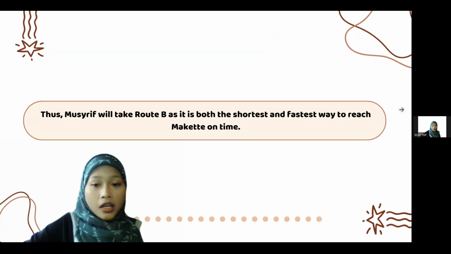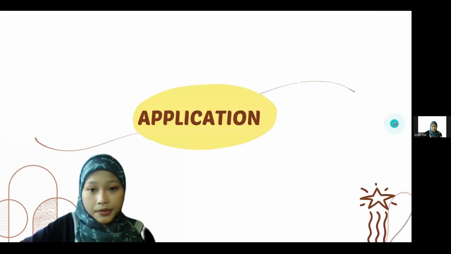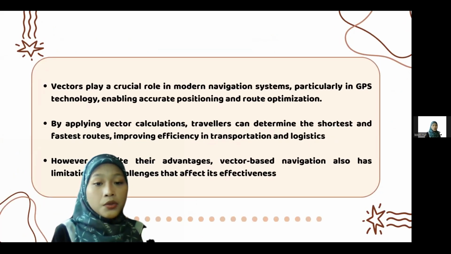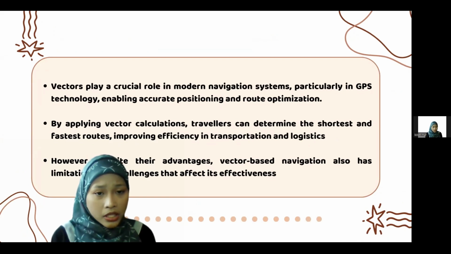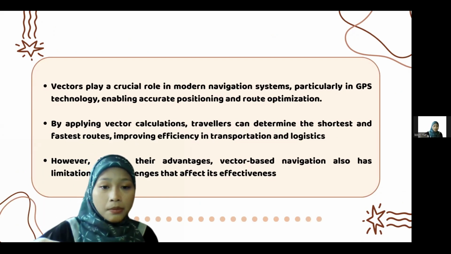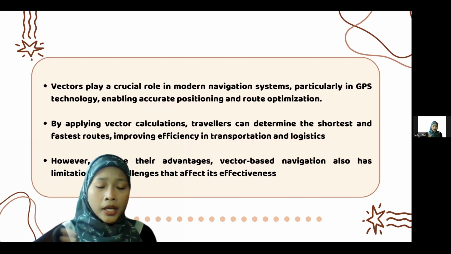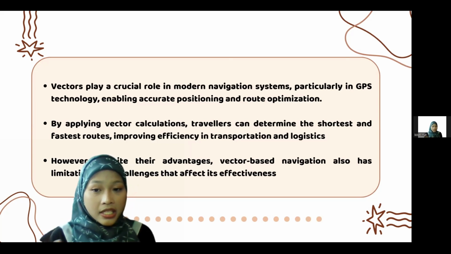So guys, now we will look into the application of vectors, which is we know vectors play a crucial role in modern navigation systems, particularly in GPS technology, which enables accurate positioning and also route optimization. So by applying vector calculations, travelers can determine the shortest and the fastest route, improving the efficiency in transportation and logistics.